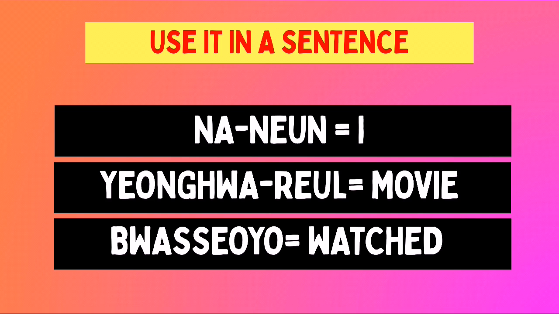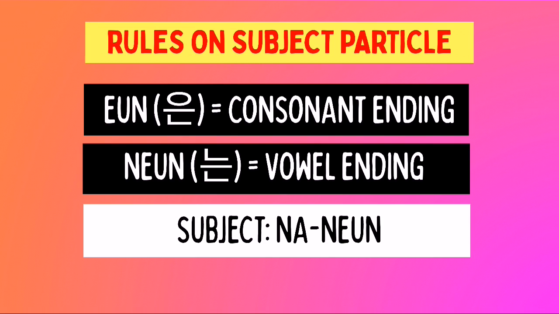As usual, na is the subject and nun is just a subject particle added to the subject na. Again, the rule on the subject particle is that if the subject has a consonant ending, we need to add un. But if it has a vowel ending, we need to add nun. And na has a vowel ending, so we'll be adding nun.